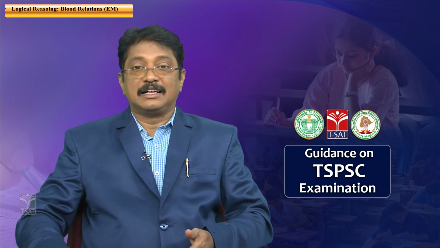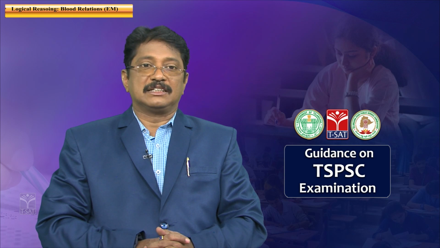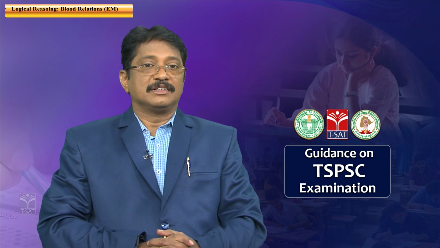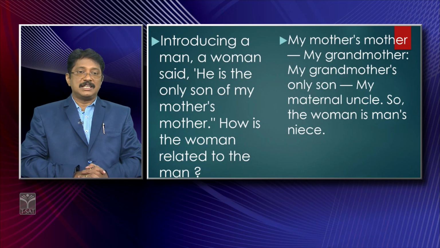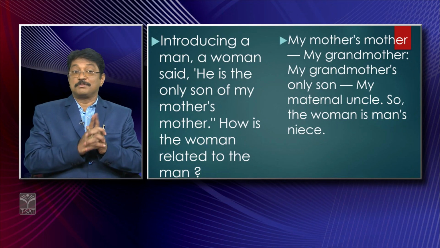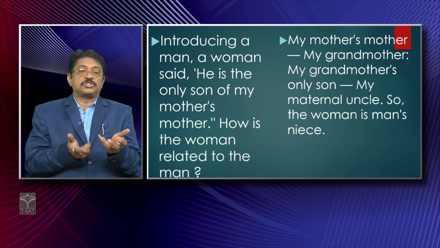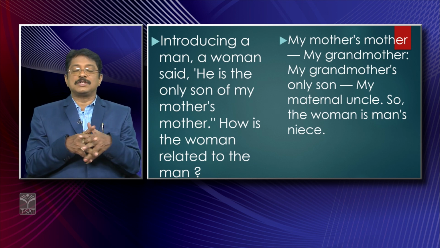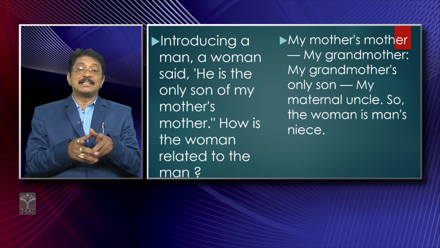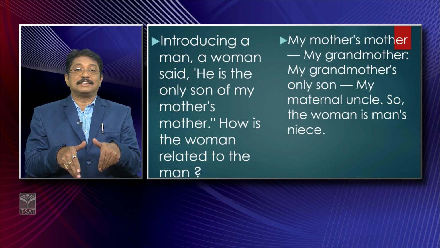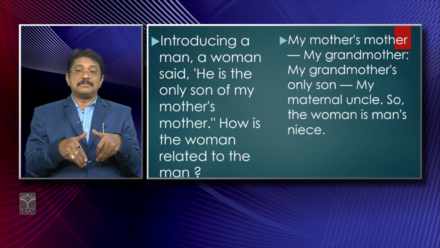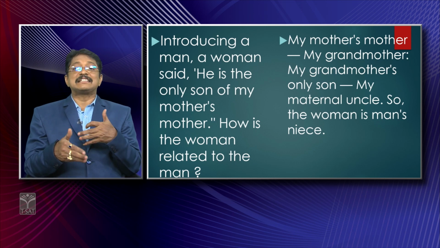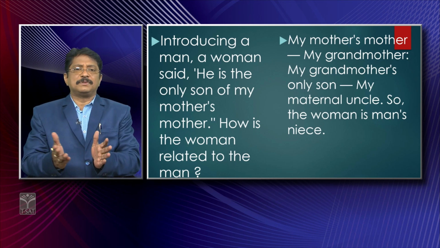So you can identify the thing here. Very important. Now coming to one more question. Introducing a man, a woman said he is the only son of my mother's mother. How is the woman related to the man? My mother's mother will be grandmother, correct? My grandmother's son means my maternal uncle. So the woman is the man's niece. Very simple here, correct?